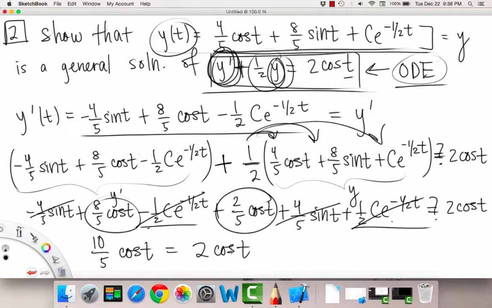So this was the left side, correct. And so this is in fact equal to whatever was on the right side, which was 2 times cosine of t. So we've just verified or shown that our original y of t was a general solution of this ODE on top, which is now boxed and circled so many times you can barely see it. Okay? Alrighty, so we finished that problem.